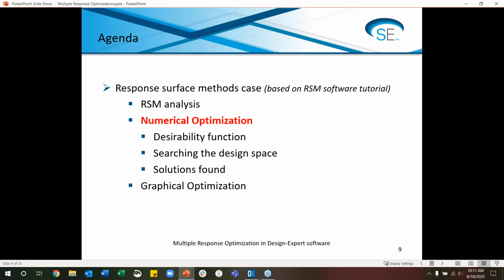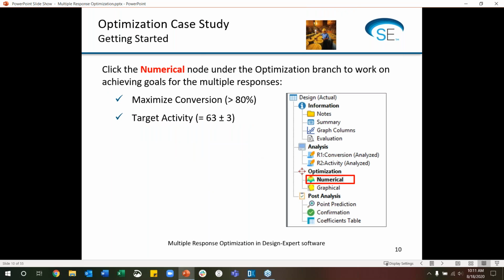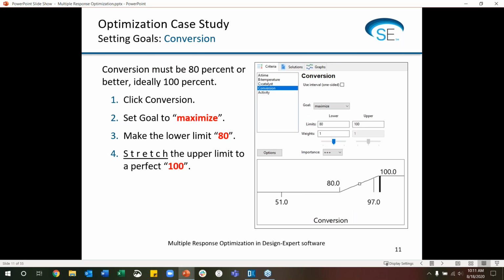So with that introduction to the problem, let's jump into the optimization, which is the key here. So optimization can be found underneath the analysis portion. We will click numerical. We have some goals here. We want to maximize that first response conversion to be greater than 80%. And we want to target the activity level to be a 63 with a range of plus or minus 3. So those are the goals that we need to enter into Design Expert.